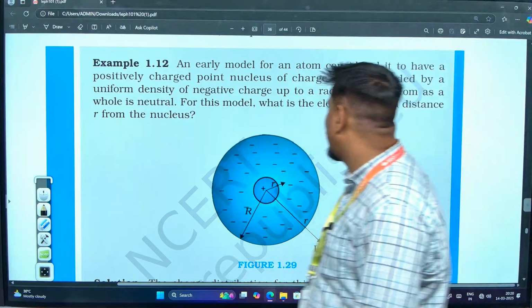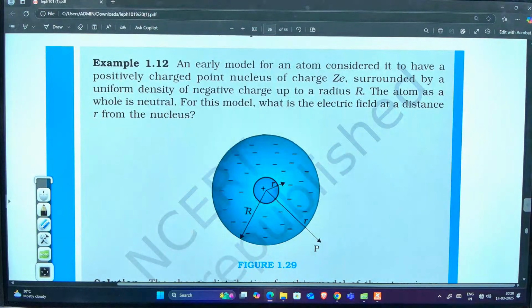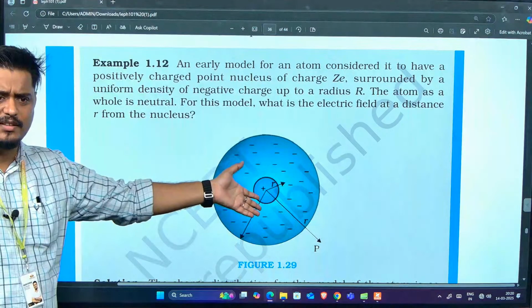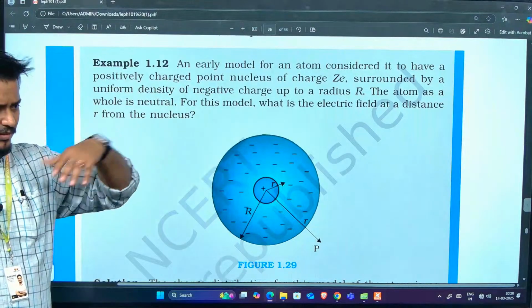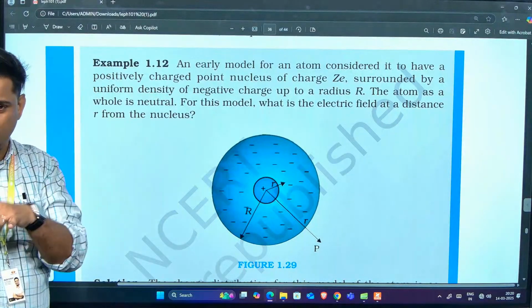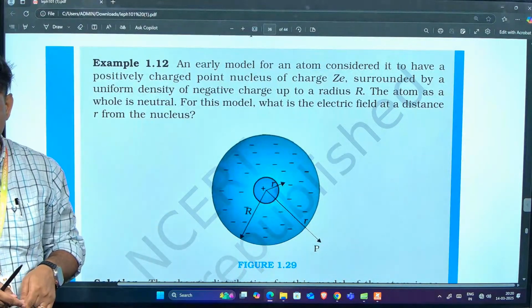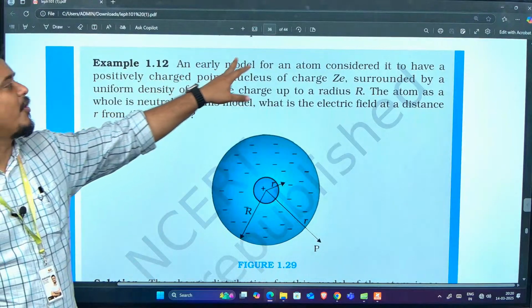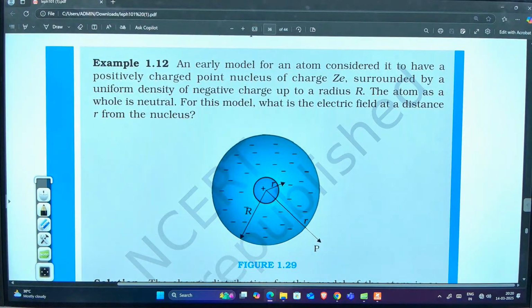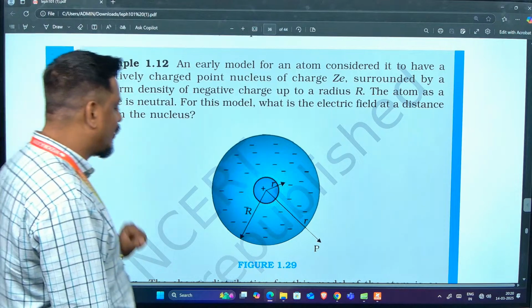An early model of an atom considered it to have a positively charged point nucleus of charge Ze surrounded by uniform density of negative charge up to radius r. The atom as a whole is neutral. Obviously, everybody knows this. This is an old Thomson's model, an earlier model, not the Rutherford model. We know electrons are moving in orbits. Some old model, that's why they said an early model. For this model, what is the electric field at a distance r from the nucleus?